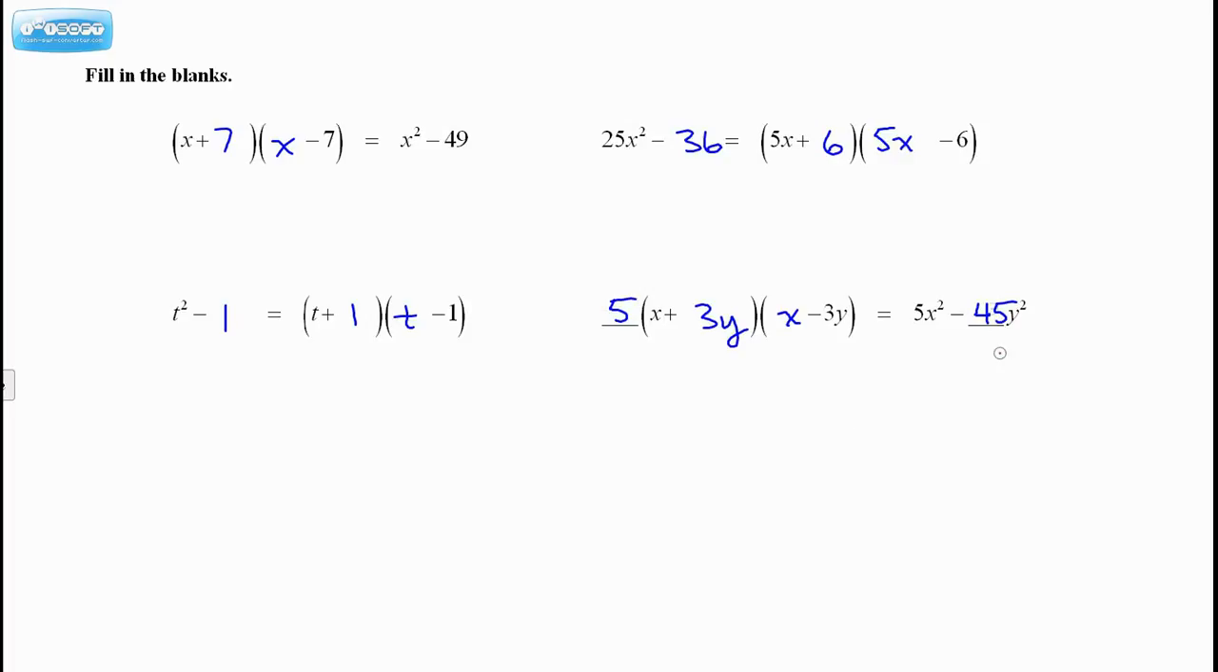Okay? Or you can just factor this. Okay, we're just checking now. So factor out a 5. That leaves an x squared minus 9y squared. Okay? The 5 stays there, and of course I can factor that as x plus 3y, x minus 3y. Okay? Which matches what I have here on the left.